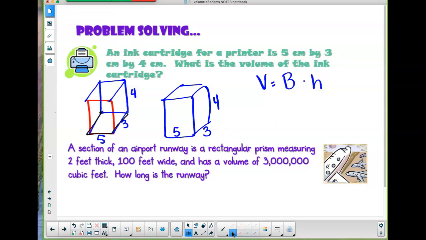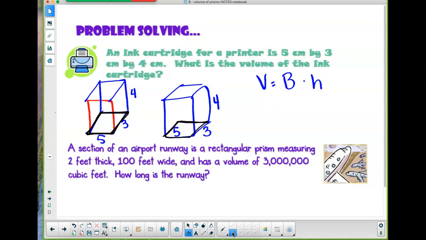So this, I'm going to call this my base. Right here, outlined in black. And this one, it would be this right here. What's the measurements on the base?